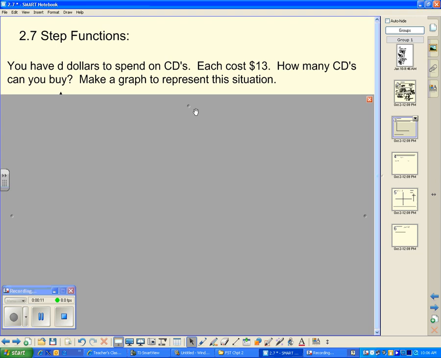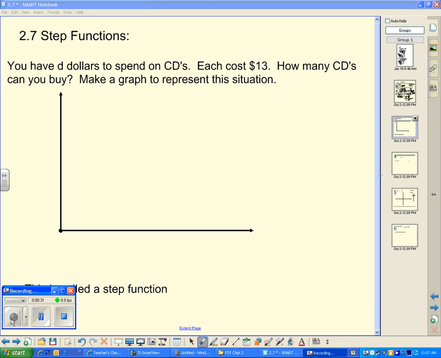Okay, here's our problem. You have D dollars to spend on CDs. The cost of each CD we're going to approximate, we're going to average, is $13. How many CDs can you buy? Make a graph to represent the situation.